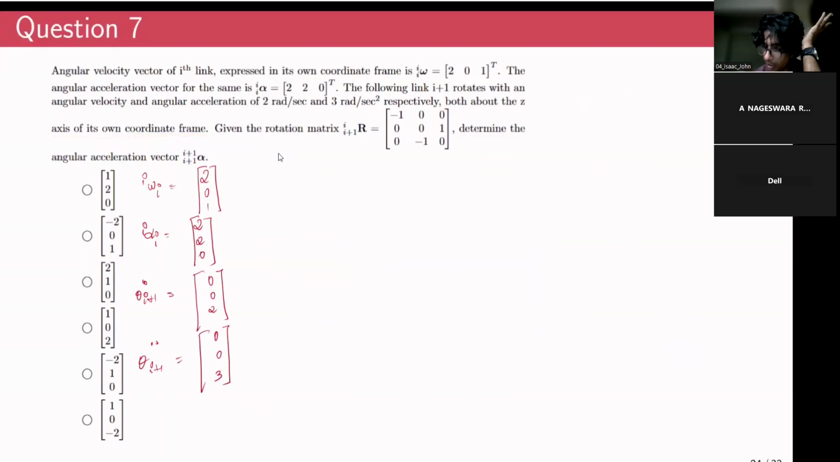Since it's rotating with respect to its own coordinate frame, and due to the fact that the joint is aligned with the z-axis itself, we only have a single component on the z-axis. Given the rotation matrix I R I plus 1, this is given as minus 1, 0, 0, 0, 0, 1, 0, minus 1, 0. Determine the acceleration vector alpha I plus 1 represented with respect to I plus 1. This is what the question is asking.